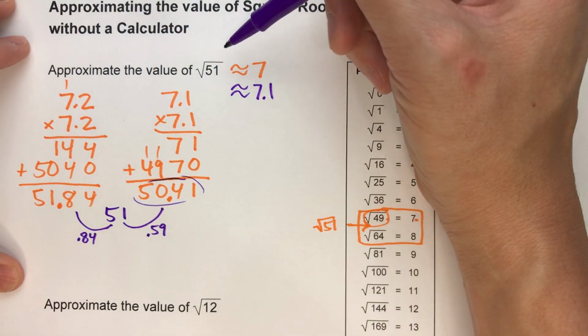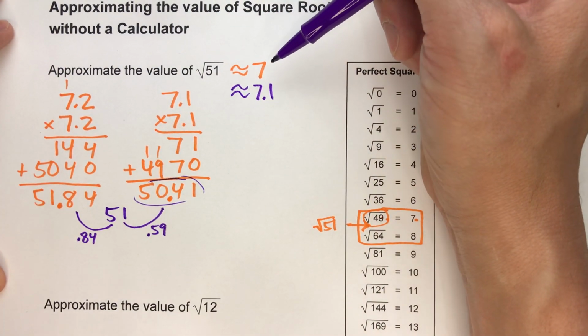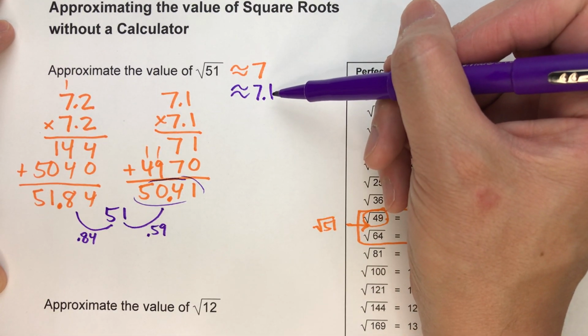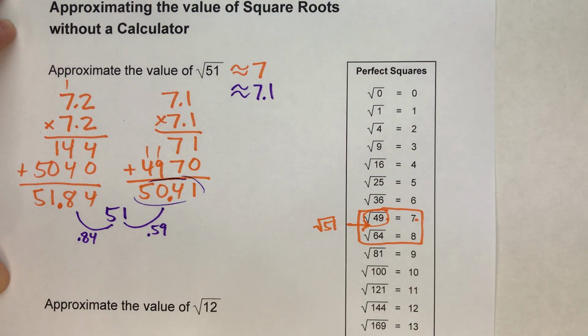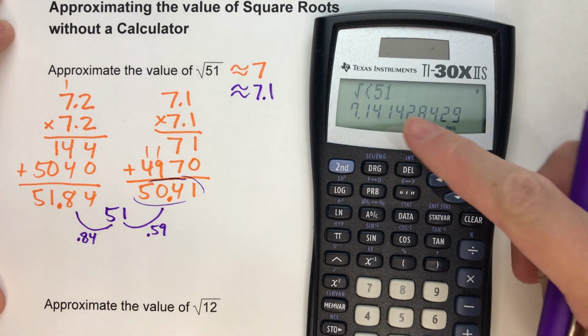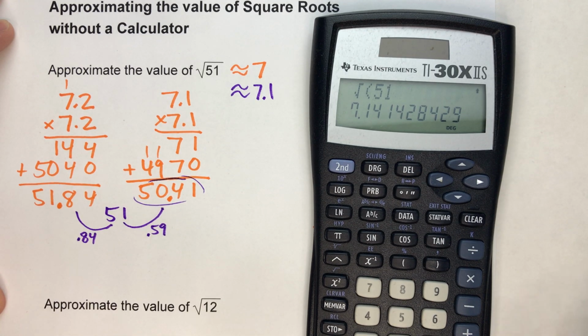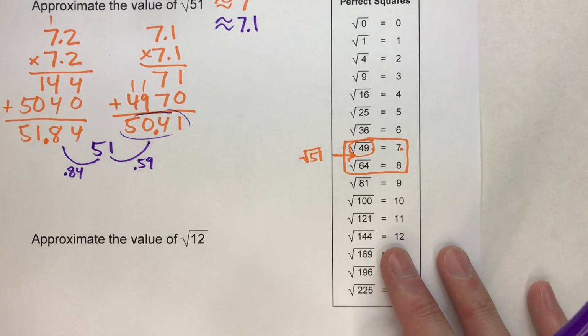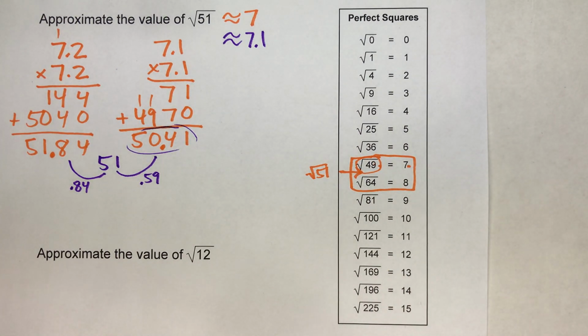So we could say the square root of 51 is about 7, or if we wanted to get even closer, more accurate, we could say it's about 7.1. All right. And again, if we use the calculator to check, notice, remember what we got? 7.14? 7.1, it's pretty close. All right, let's do another one so we could see it again. All right. This time, we'll do the square root of 12.